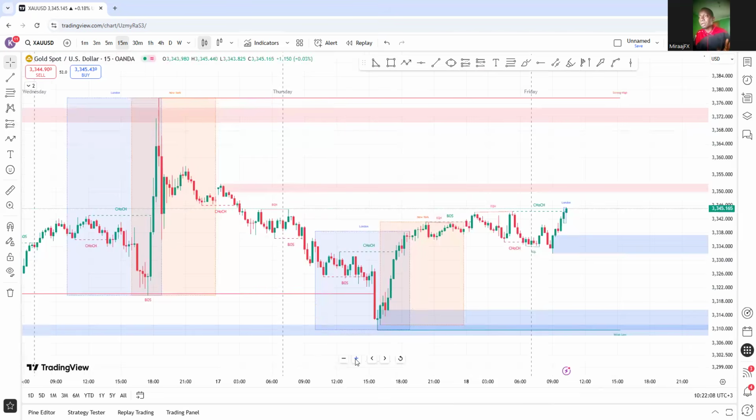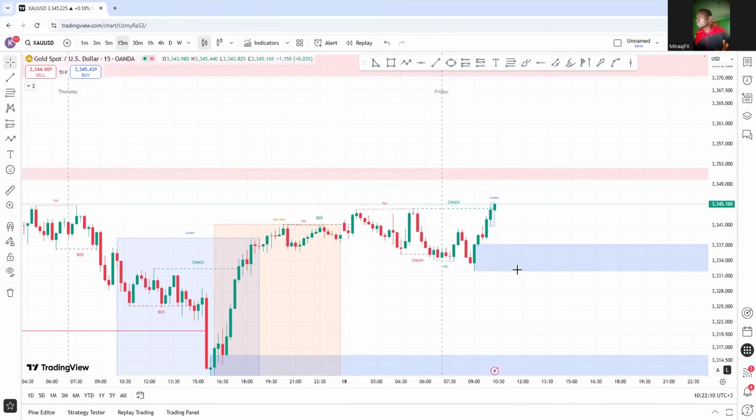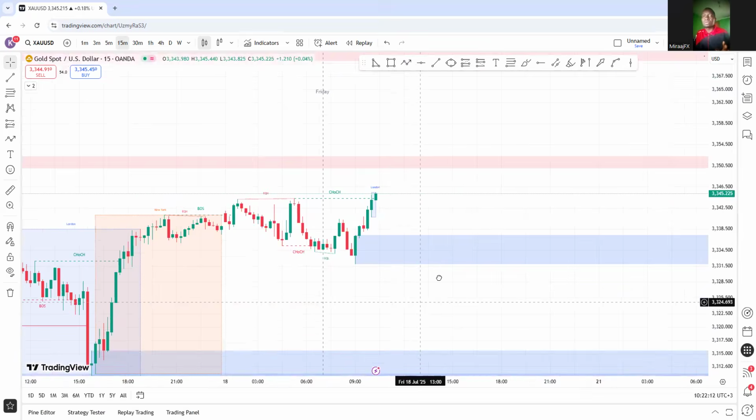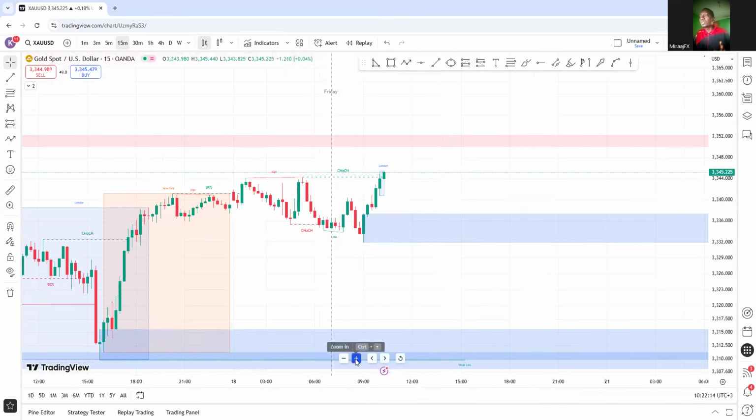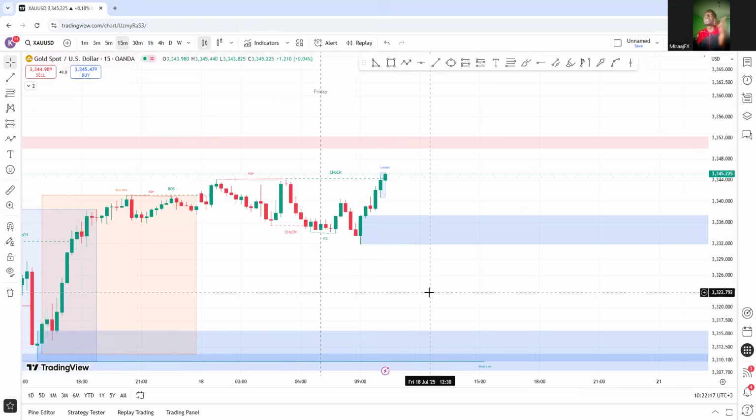So let me just increase these candlesticks a little bit here so that you can understand. So now, what do we do? What's the first thing that we need to do? Of course, we've talked about the indicators. We're not going to repeat that.